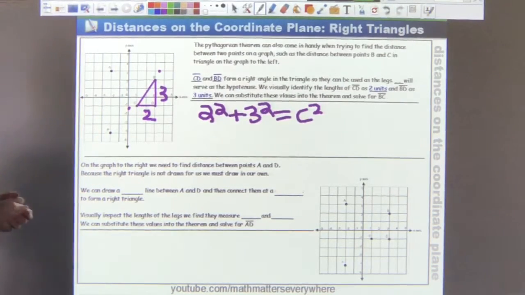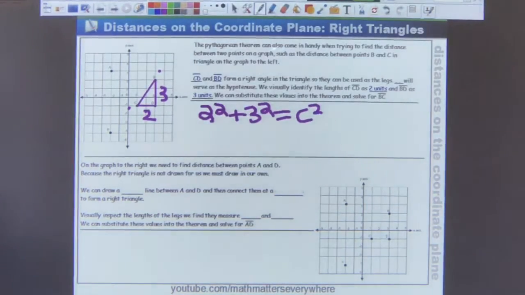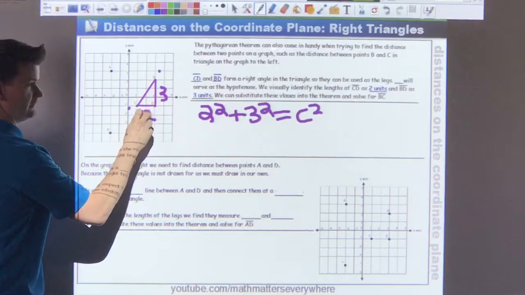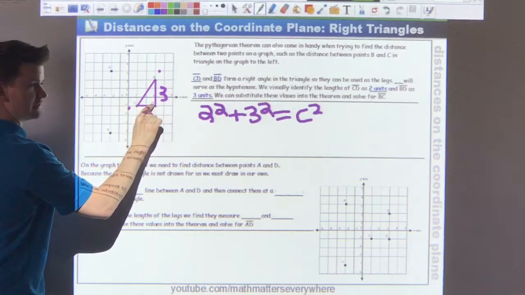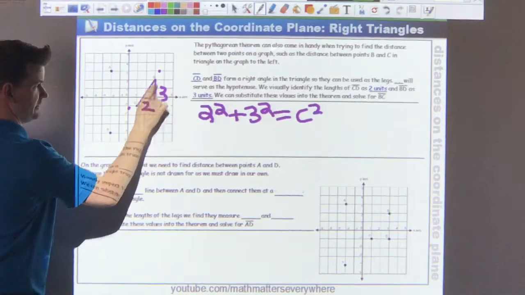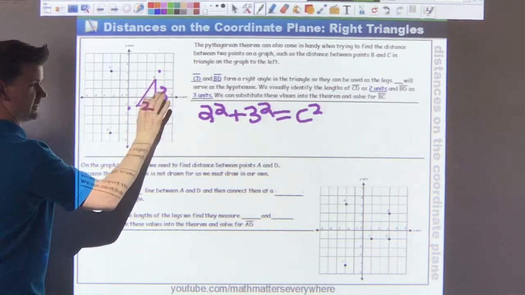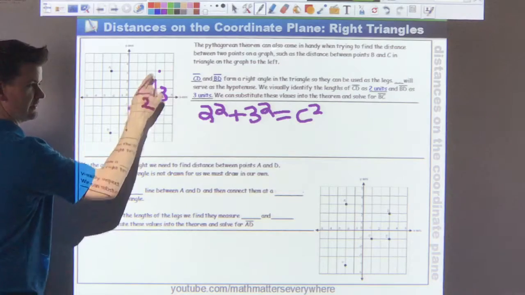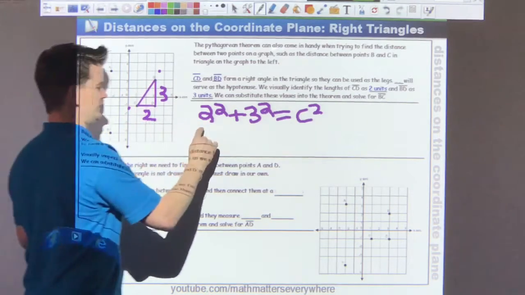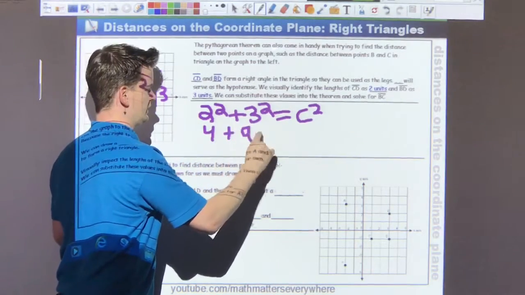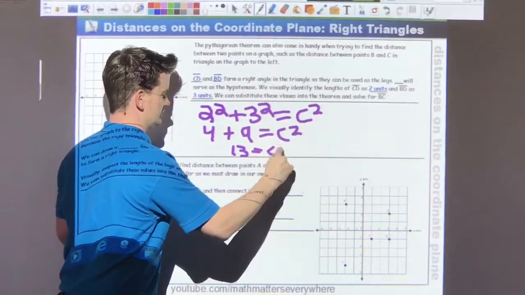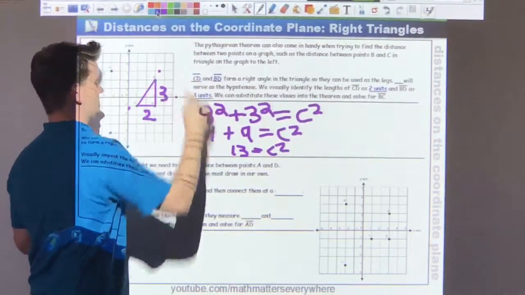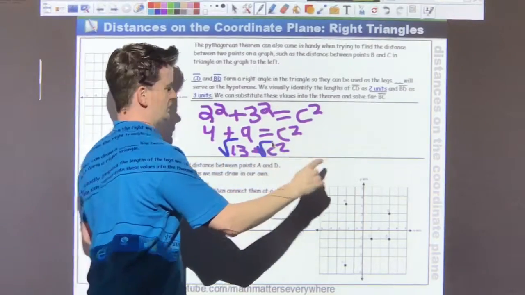So in finding the length for CD and BD, all you have to do is count the units if they're straight? Yeah, from C to D, that's a horizontal line. So from here to here, it's 2 units. From D to B, from here to here, it's 3 units. That gives us the length of the leg. We can then find the length of the hypotenuse. This gives me 4 plus 9 equals C squared. So 13 equals C squared. You then have to go in and take the root of both sides.